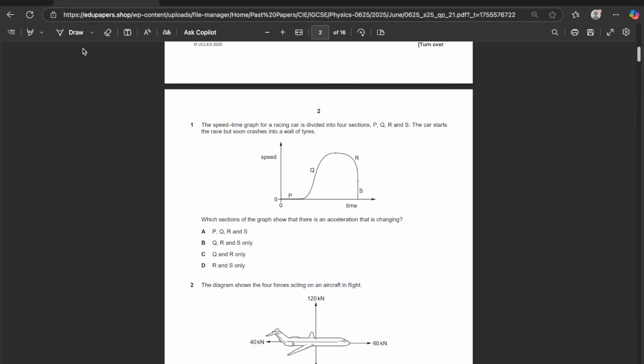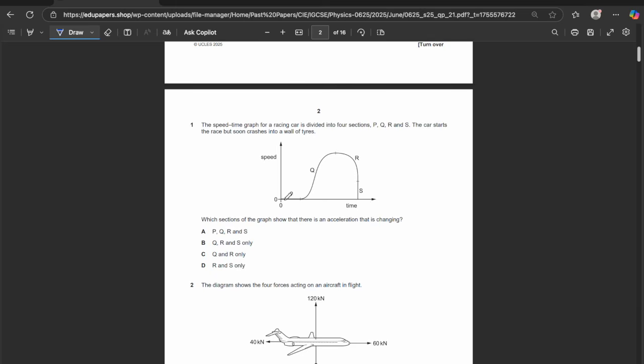Number 1. The speed-time graph for a racing car is divided into 4 sections, P, Q, R, and S. The car starts the race but soon crashes into a wall of tires. Which sections of the graph show that there is an acceleration that is changing? So this is a speed-time graph, and if acceleration is changing in a speed-time graph, then the gradient will not be constant.